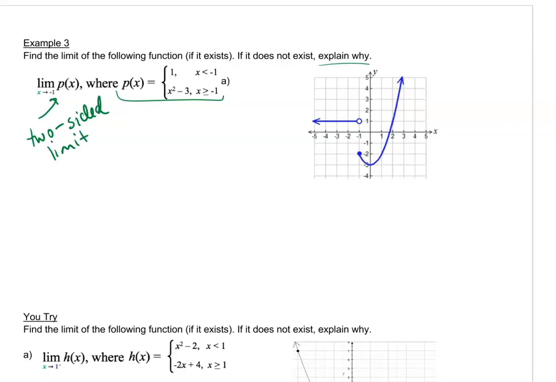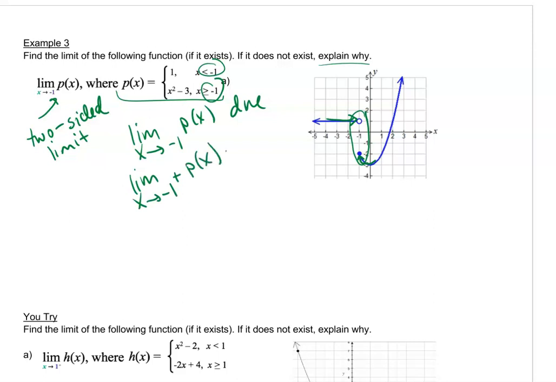So I need to make sure that on the left side and the right side of negative 1, the function is approaching the same value. Now from the graph, I can see that it is not. I can see that there is a jump here at negative 1. So no, this limit does not exist because the limit as x approaches negative 1 from the right does not equal the limit as x approaches negative 1 from the left. That would be our reason.